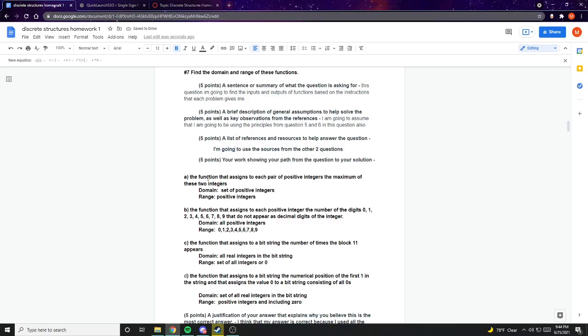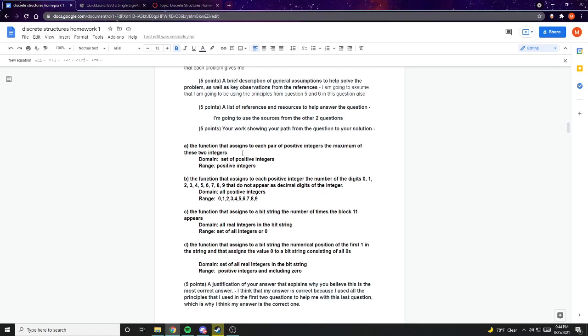Okay. So A, the function that assigns to each pair of positive integers the maximum of these 2 integers. So the domain is the set of positive integers. The range is positive integers. The function that assigns to each positive integer 0, 1, 2, through 9. So the domain is going to be all positive integers, and then the range is going to be 0 through 9. The function that assigns to a bit string the number of times the block 11 appears.